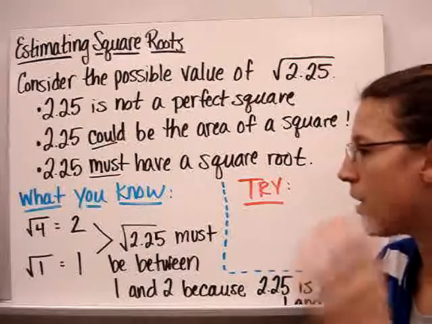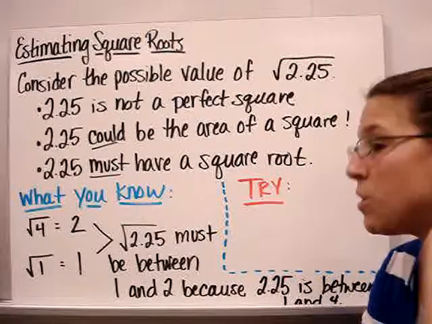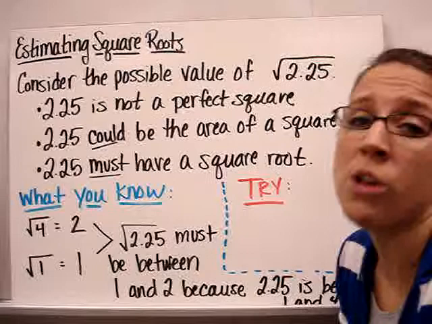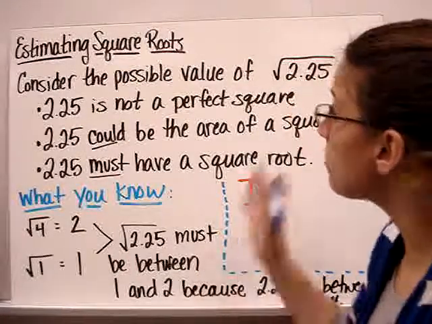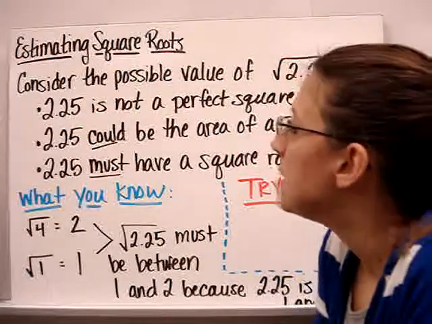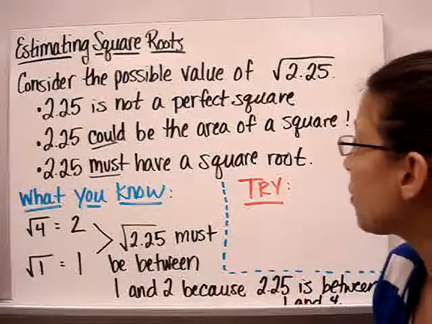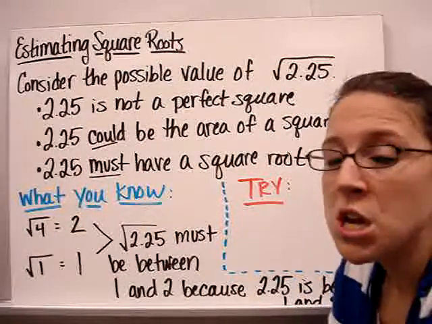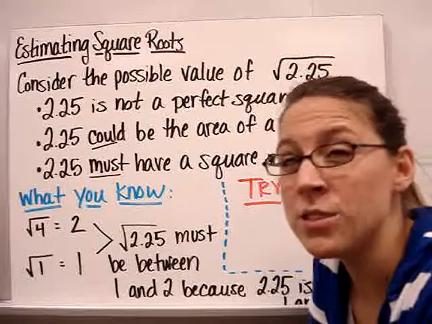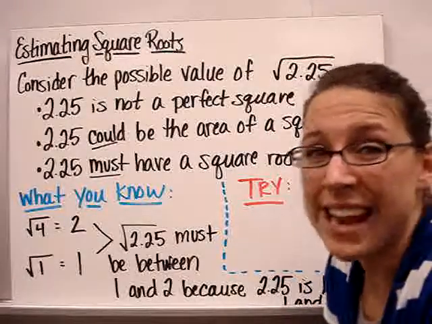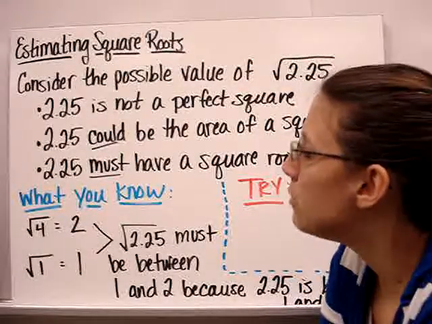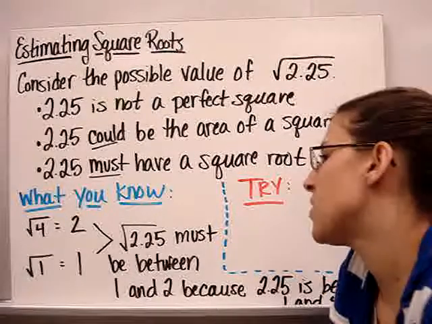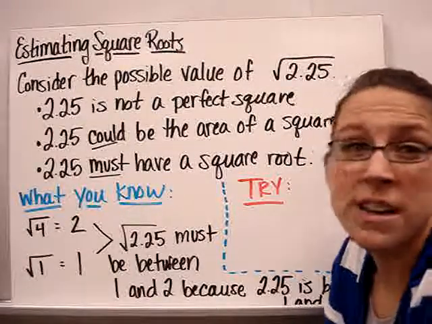So we know that 2 and 2500ths is not a perfect square. We can't off the top of our heads think of two numbers, two whole numbers, two integers, that multiply to make 2 and 2500ths. But 2 and 2500ths could be the area of a square. It could be 2 and 2500ths miles, could be somebody's land, square miles. 2 and 2500ths square yards. Could be an area of something.